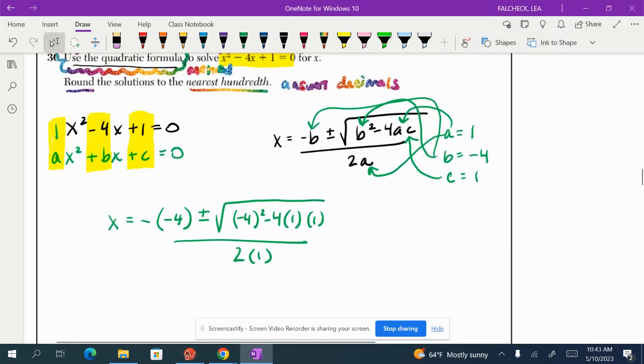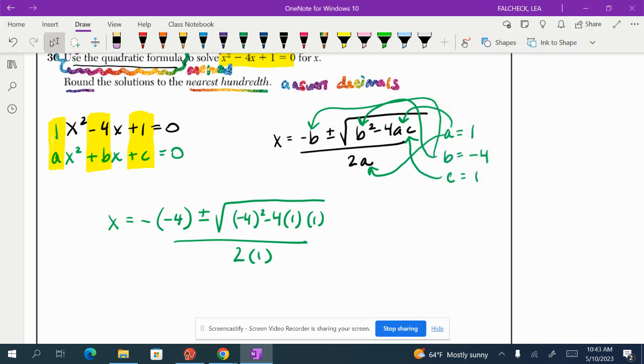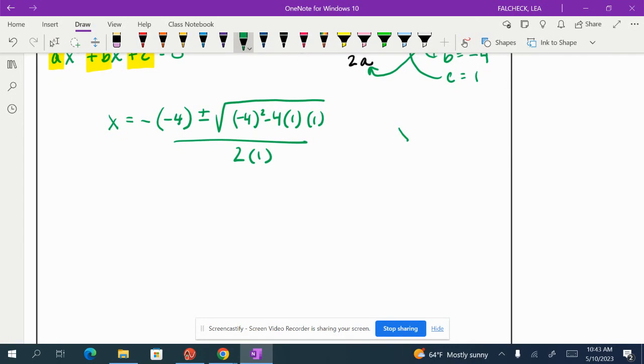3.73. Why did I round to 3.73? Because I was supposed to round to the nearest hundredth. This is the tenths place. This is the hundredths place. I look at the thousandths place, and if it's less than 5, I'm going to keep the 3 and round down. So I have 3.73. So my first answer is x equals 3.73.